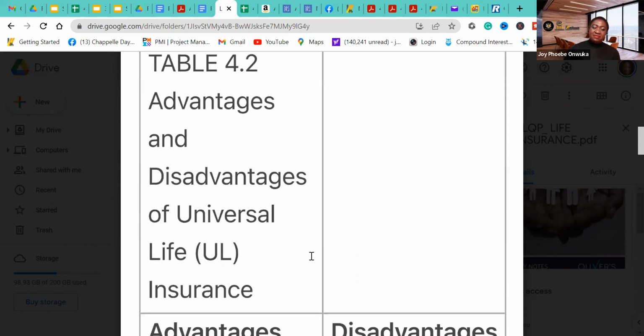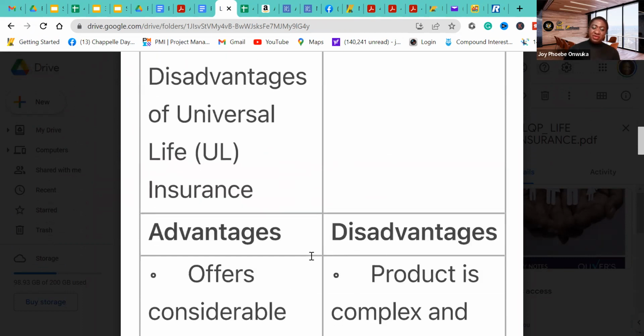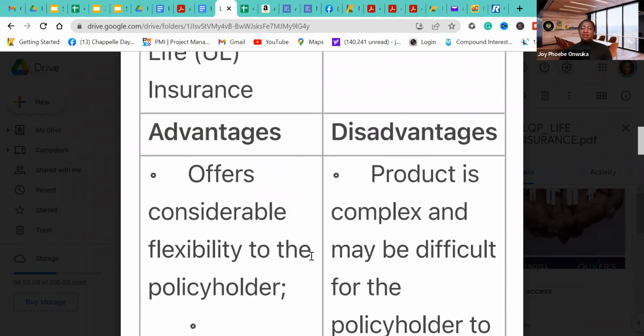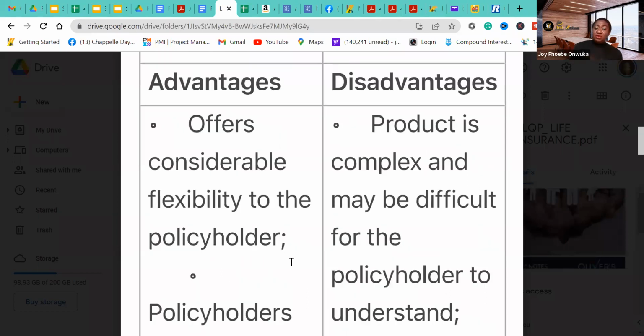All right. Advantages and disadvantages of universal life insurance. Universal life insurance offers the advantage of considerable flexibility to the policyholder.